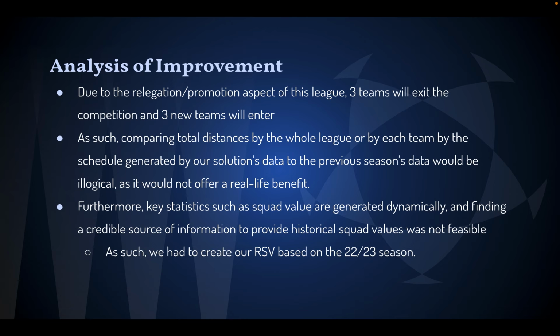Another challenge we faced was obtaining historical data on key statistics, such as squad value, which are dynamically generated. As a result, we had to create our relative strength value, RSV, based on the 22/23 season. This may limit our ability to accurately compare the performance of our solution to previous seasons or other leagues. Despite these challenges, our solution still represents a significant improvement over traditional scheduling methods in sports.